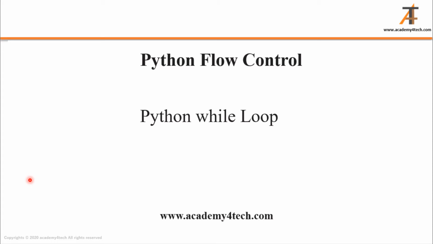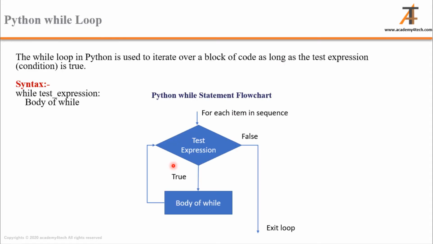In today's section, we'll be discussing the Python while loop. So moving forward, Python while loop. In this while loop, we have a test expression, and the test expression is checked first, and the body of the loop is executed only if the test expression is true. After one iteration, the test expression is checked again and this continues until the evaluation is false. Once the evaluation is false, it will exit the loop.